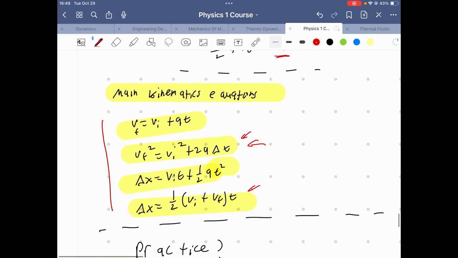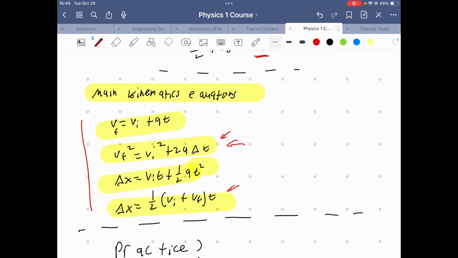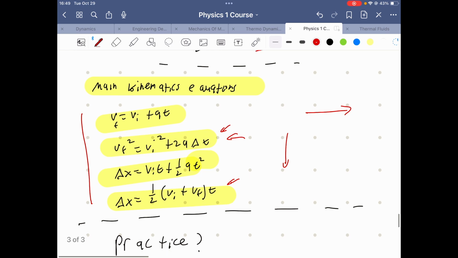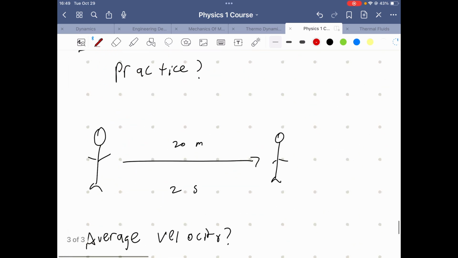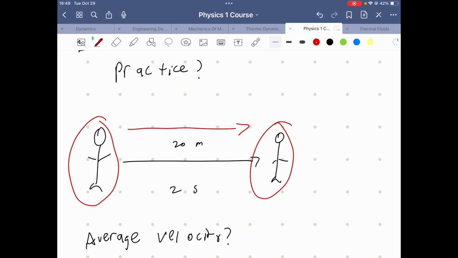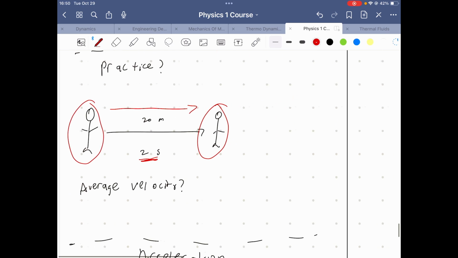So how do we use them in one dimension kinematics, if we're only talking about either going just that way or just that way, but not a combination of the two? How do we do it? Well, let's say we have a person here. And like we said before, he has a displacement vector, right? He goes 20 meters to this right side here. And he does this in 2 seconds. How do we find the average velocity?